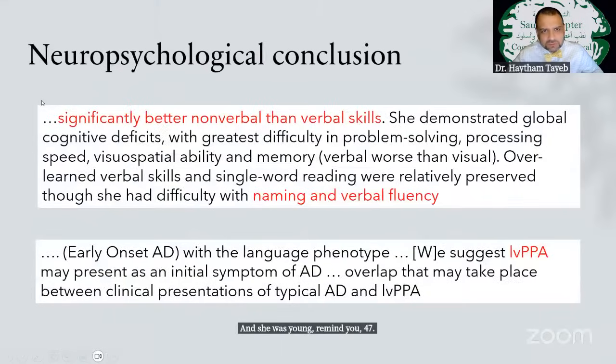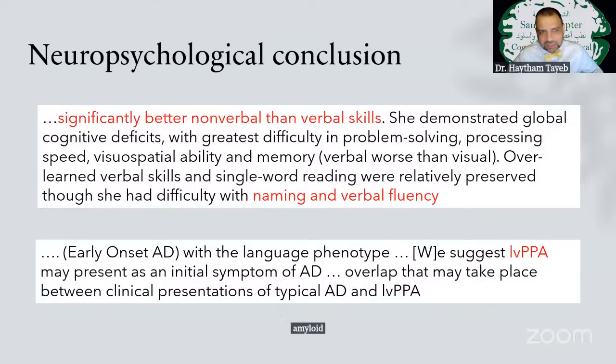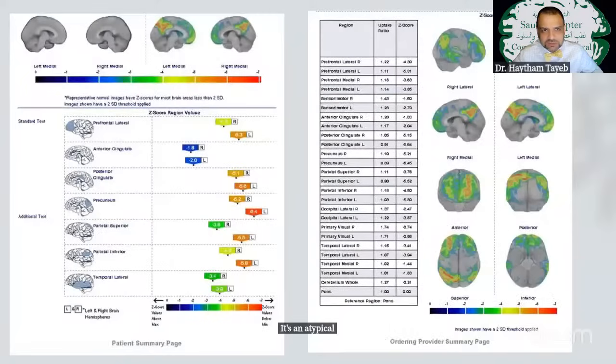So the Center for Neuropsych confirms logopenic variant PPA as a profile. And for those of us who are not behavioral neurologists, logopenic variant PPA is the PPA that is typically associated with amyloid pathology, and it's an atypical presentation of Alzheimer disease.